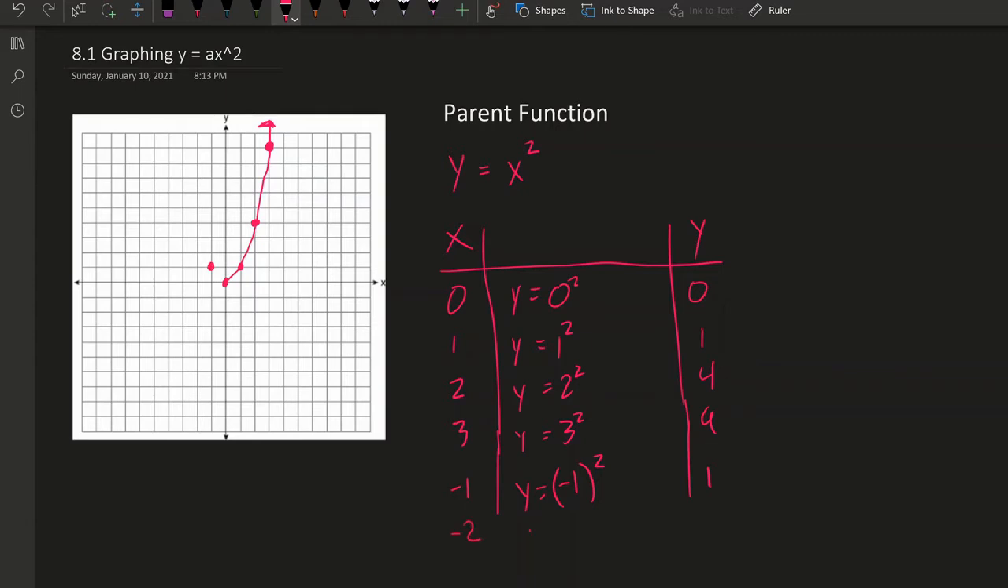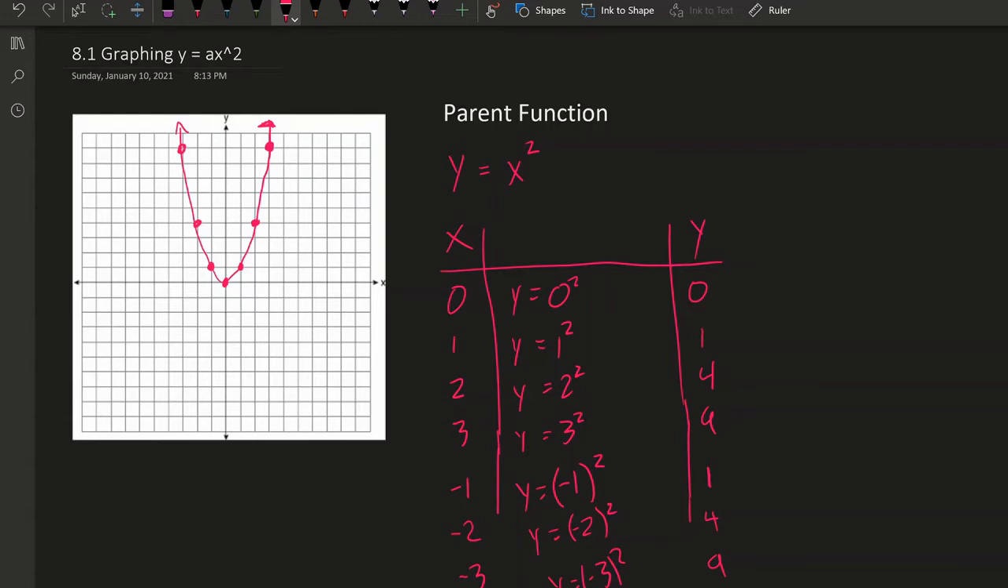When x is -2, I get y equals -2 squared. So -2 times -2 is +4. And then -3, y equals -3 squared. -3 times -3 is +9. So you can see that it reflects, and we have the same shape on both sides.